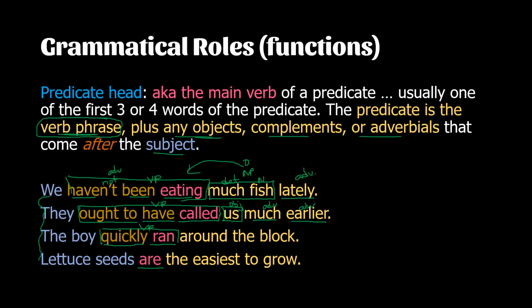The boy quickly ran around the block. So there's no object here. Ran is an intransitive verb. That means that there's no object. So around the block is a prepositional phrase because of the preposition around. And its role in the sentence is adverbial because it answers the question where. So again, going back to what these are, eating, called, ran, and are the main verbs or the predicate head.